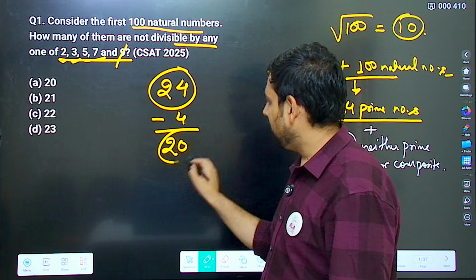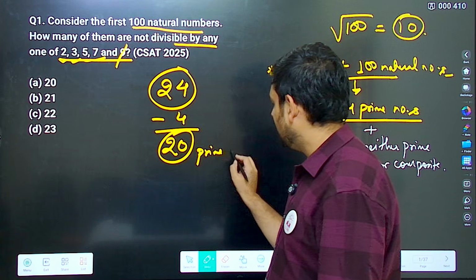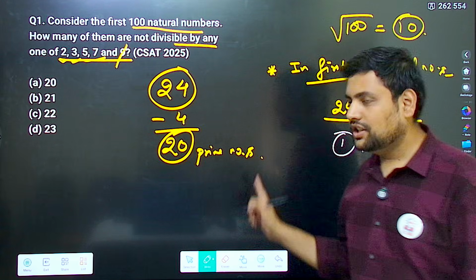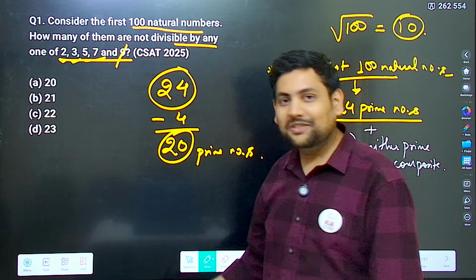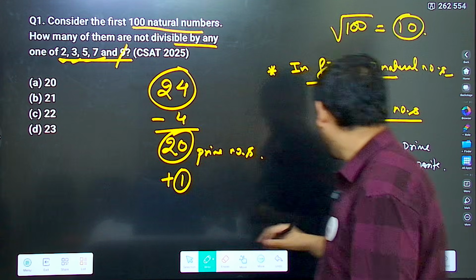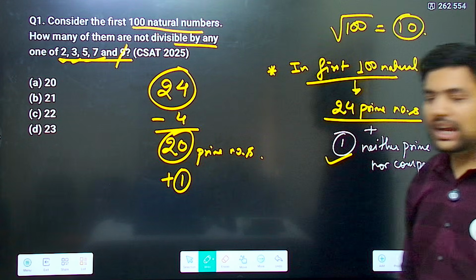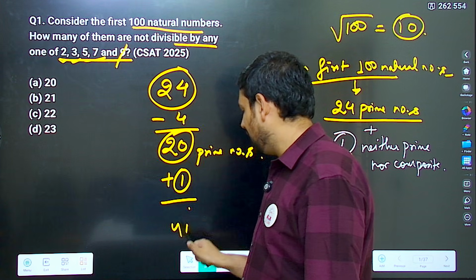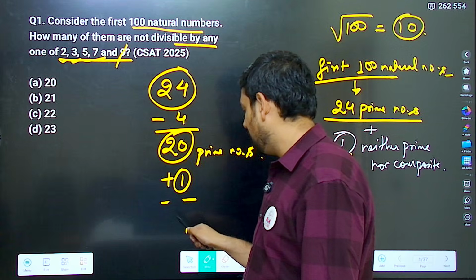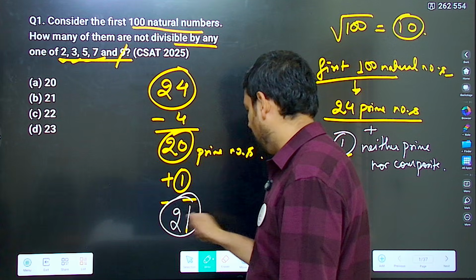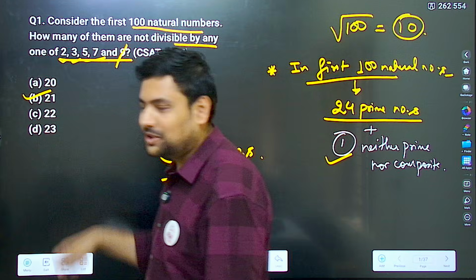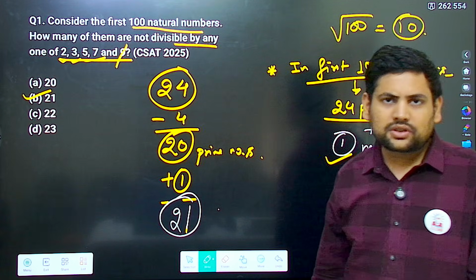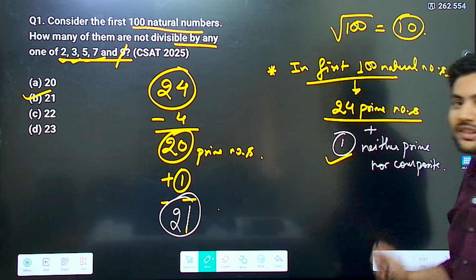So now I have 20 other prime numbers which are of course not divisible by any of these, correct? But I also have one more number that is not divisible by any of them. That is the number 1 itself, which is neither prime nor composite. So 20 plus 1, what becomes the answer? 21. 21 becomes the answer. Please remember this, that there are 24 numbers like this, and there is one also.